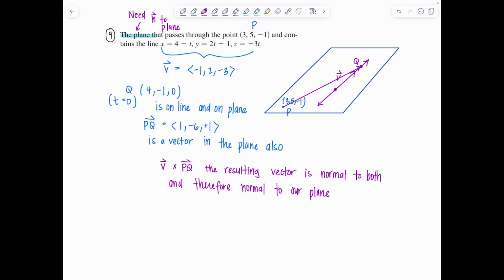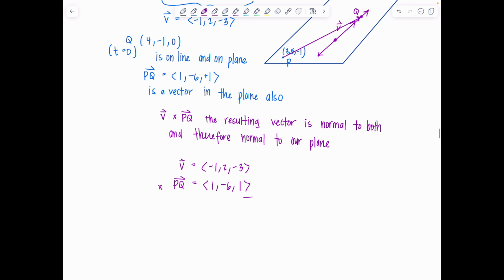Okay, great. So V has components -1, 2, -3. PQ has components 1, -6, 1. And then their cross product gives me the normal, which has components -16, -2, and 4. Now, you can use that, but I recommend let's scale everything down, divide by -2. So instead we can use 8, 1, -2.